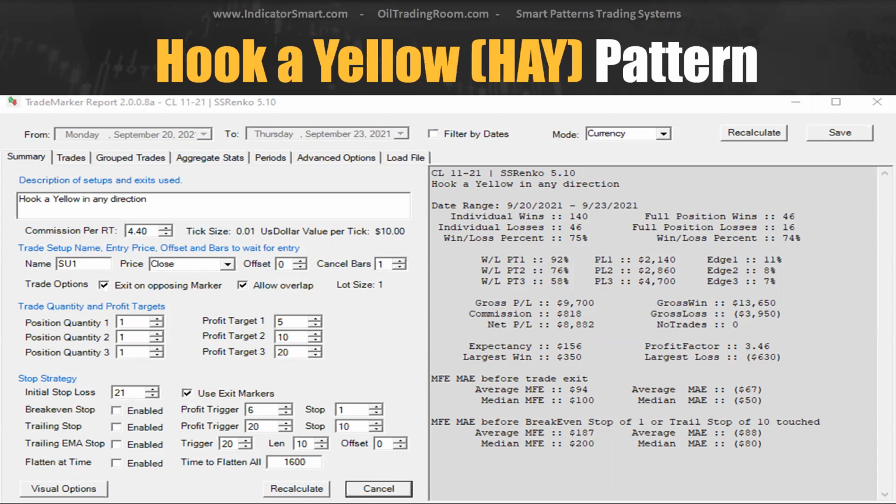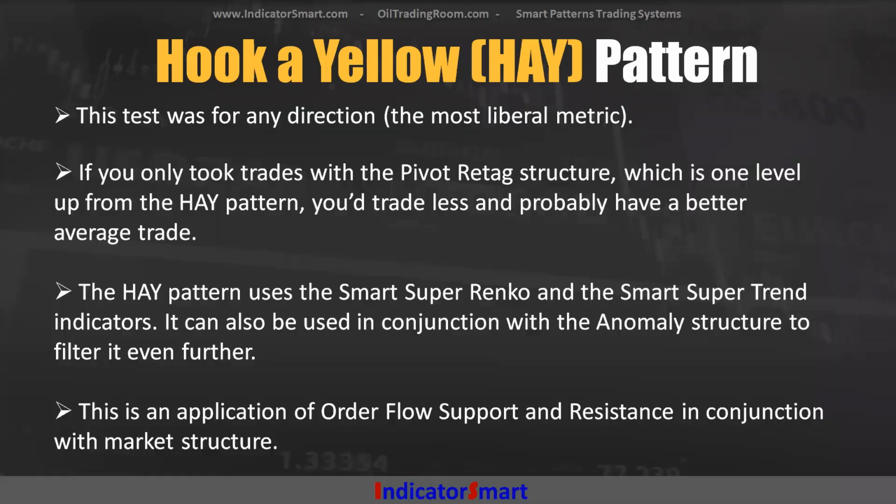There's other things I could see on this trade marker report. My favorable excursions are bigger than my adverse excursions. My expectancy is about $156. You could automate it if you wanted to.